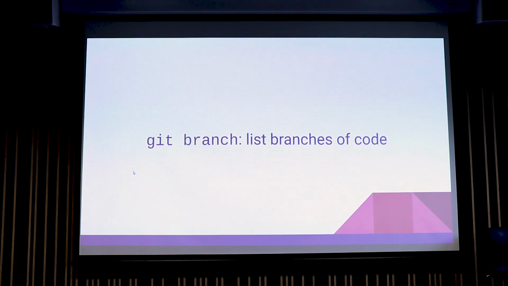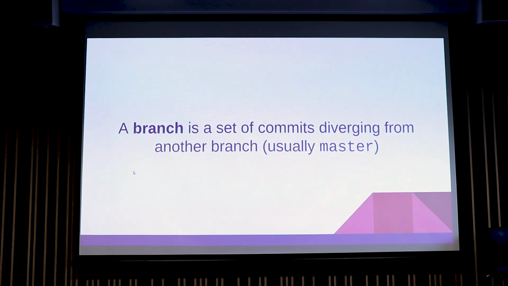So when we talk about pushing to a branch, what we're doing is adding a commit onto the end of the head of that branch, and changing the head of the branch to point to the new commit. That probably sounds like a mouthful, but I'm going to make a few branches and I'll show you what I mean. So with Git branch, you can list branches of code. A branch is a set of commits diverging from another branch, usually master.